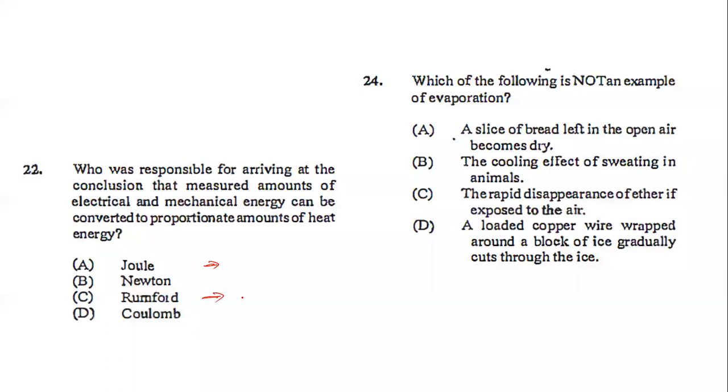Now, Rumford did a cannon-boring experiment, and his experiment was basically aimed at disproving the caloric theory. But for the concept that this question is relating to, it is Joule. So the answer there is A, Joule. But Rumford was talking about the cannon-boring experiment where bits of the metal were falling off, and he's seeing that, you know what, the temperature is not decreasing. All right, so we go to 24. Which of the following is not an example of evaporation?